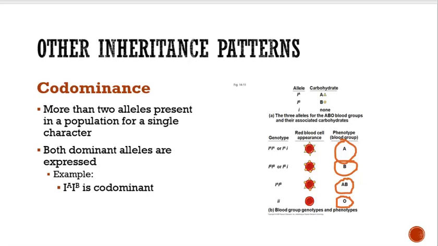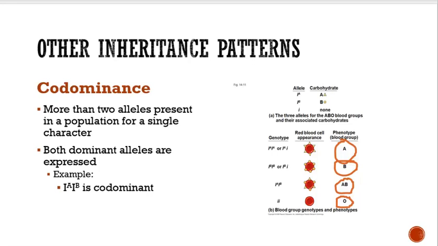This A factor appears within the membrane of your red blood cells. Here they're designated as these little yellow triangles on the outside of the red blood cell. If you have B blood, then on your red blood cells you have the B factor represented by these little circles. If you have AB blood, guess what? You have both the yellow triangles and the yellow circles. In other words, you're making both the A factor and the B factor.